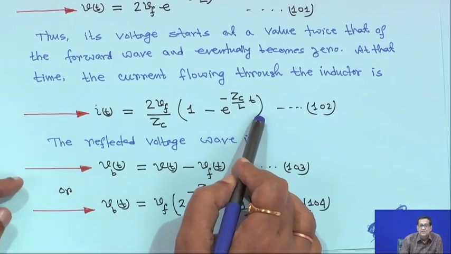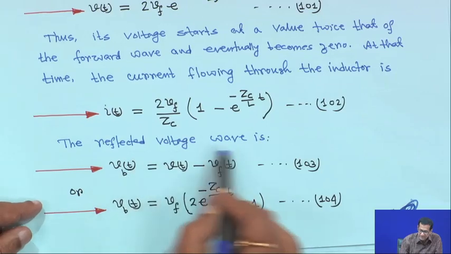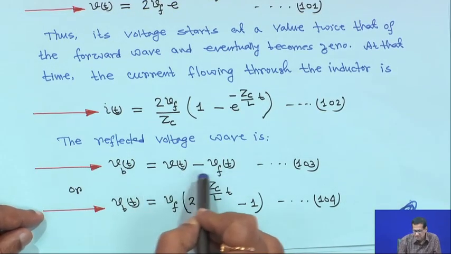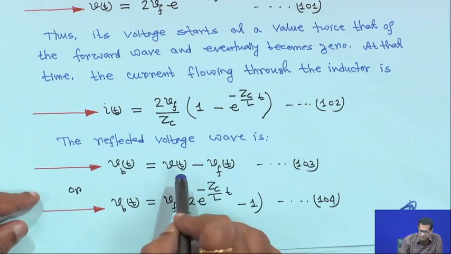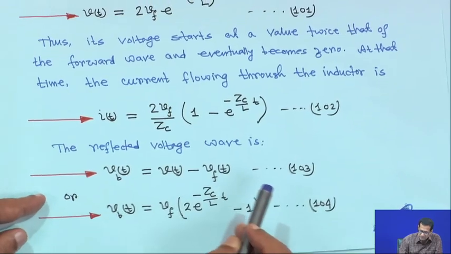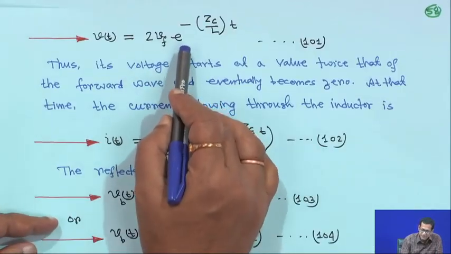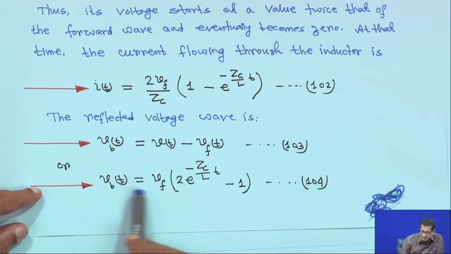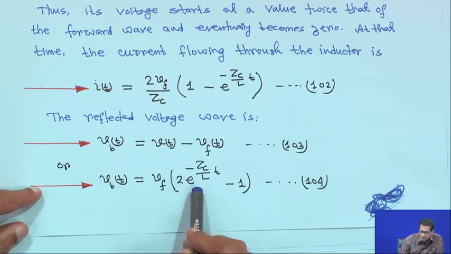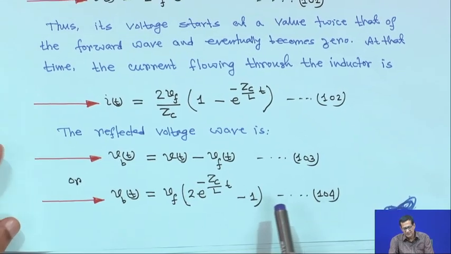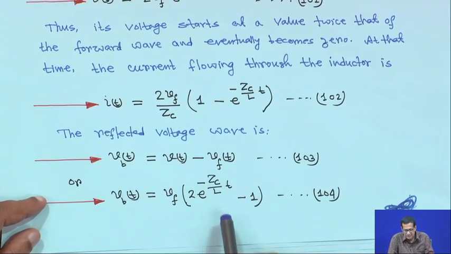Therefore, the reflected voltage wave is V b t is equal to V t minus V f t, since we know V b plus V f is equal to V t. This V t expression is known in terms of V f. If you substitute, then the reflected wave V b t is V f into 2 e to the power minus Z c upon L t minus 1. This is equation 104. So, this is the inductor case.